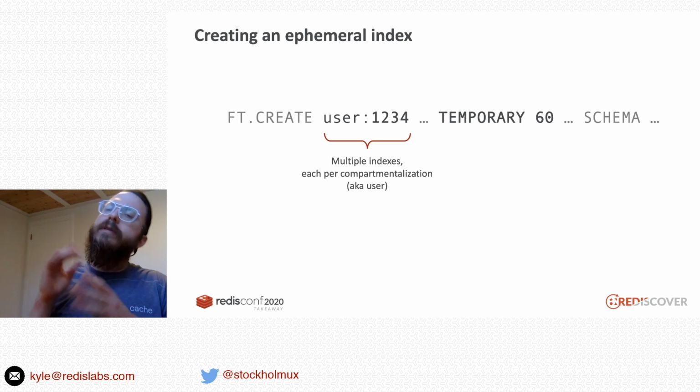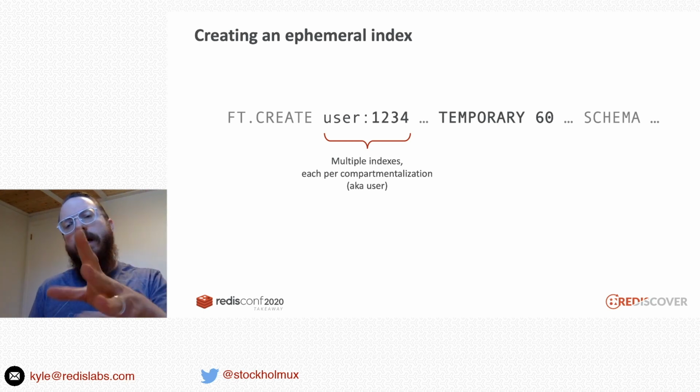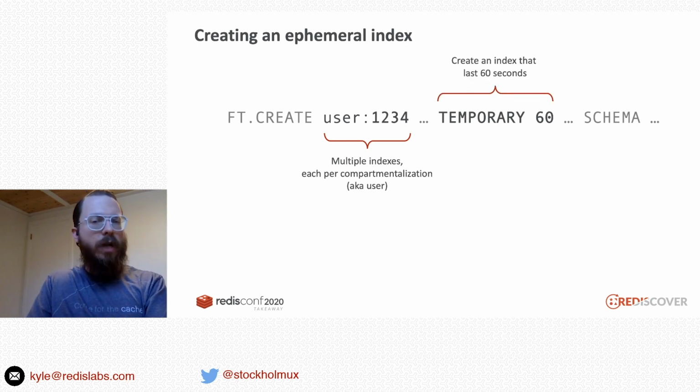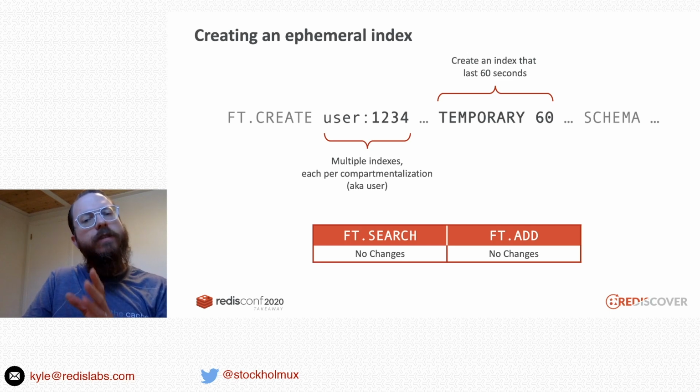The only real difference here is in this temporary option on the FT.CREATE. This creates an index that lasts for only 60 seconds. And that's the only thing that's different because FT.SEARCH and FT.ADD remain the same. Now I should note here, this is only available in Redisearch 1.6 or higher. So if you try to do it in 1.4, you're going to get an error if you put in the temporary bit.